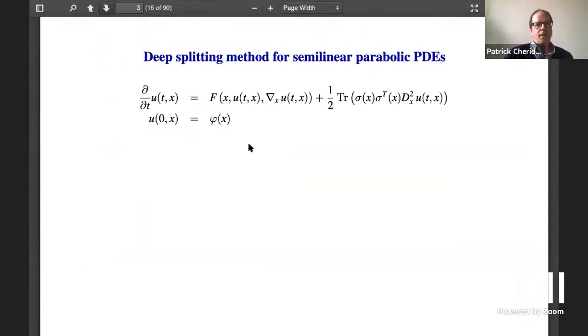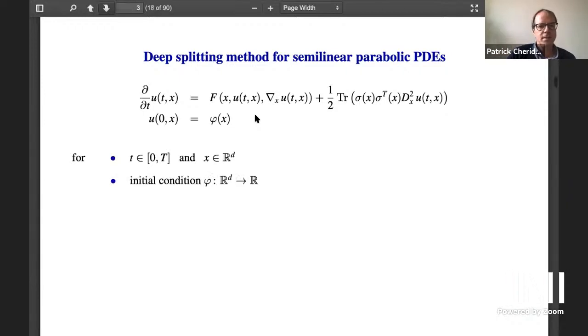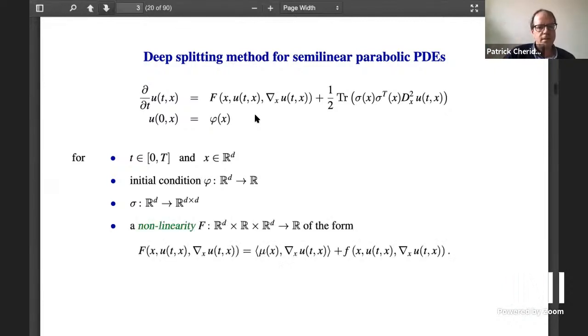So the parabolic PDEs that we're looking at are of this form. There is a partial derivative with respect to time. Then there is a function F applied to x, u, and the gradient of u. And then there is a linear second order term. Time ranges in an interval from 0 to capital T. X is in R^d, and d here is possibly high dimensional. We do up to 10,000 dimensions actually. Phi is the initial condition. Sigma is a mapping from R^d into the d by d matrices.